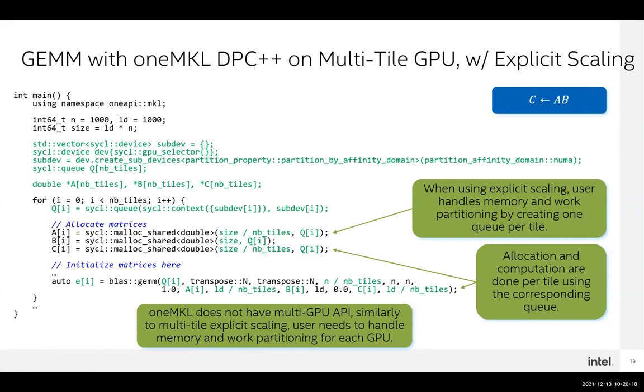So the user needs to handle the memory and work partitioning by creating one queue per tile. Allocation and computation are done per tile. It should be noted that oneMKL does not have a multi-GPU API similar to what we have for multi-tile scaling, explicit scaling. Therefore, if you want to use explicit scaling on multiple GPUs, the user needs to handle the memory and work partitioning for each GPU.